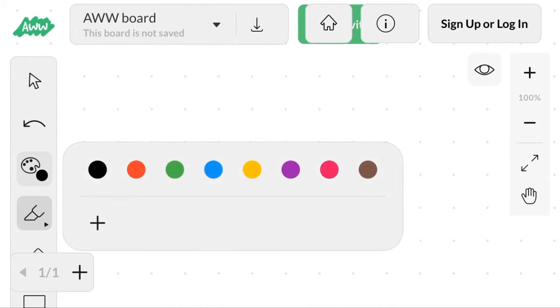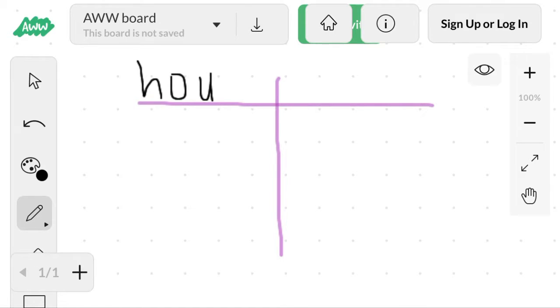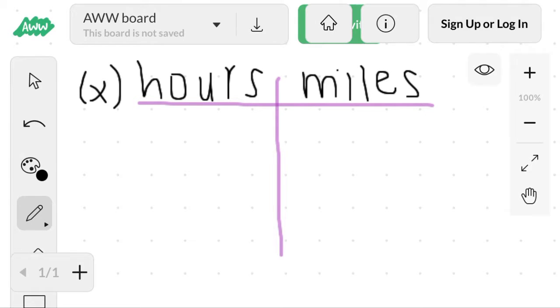Three hours later. By using the answer, 60 miles per hour, you will have to make a table. One side will be hours, and on the other side, it will be miles. Hours is X, and miles is Y.